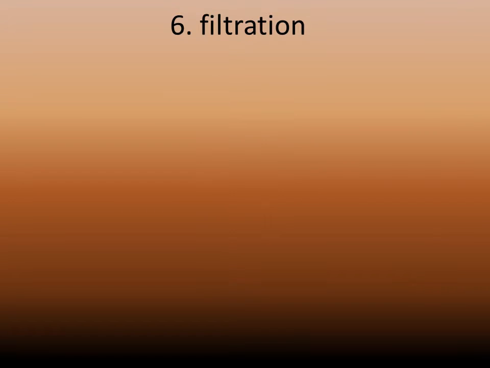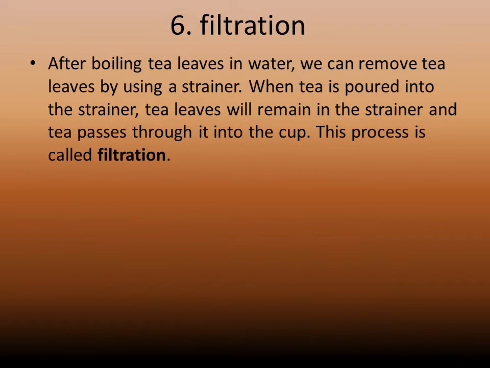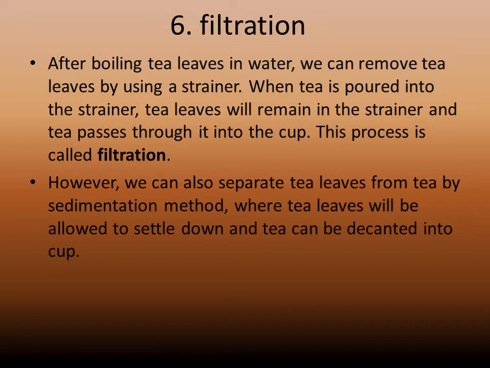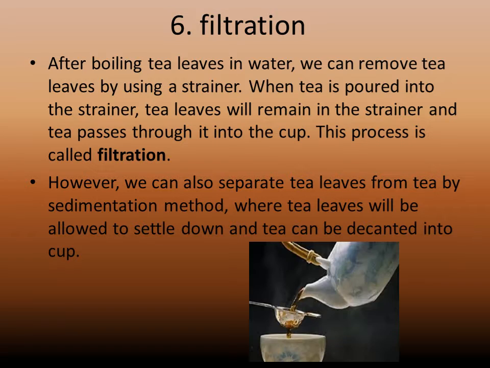The next method is filtration. After boiling tea leaves in water, we can remove tea leaves by using a strainer. When tea is poured into the strainer, tea leaves will remain in the strainer and the tea passes through it into the cup. This process is called filtration. We can also separate tea leaves from tea by sedimentation method, where tea leaves will be allowed to settle down and tea can be decanted into the cup.